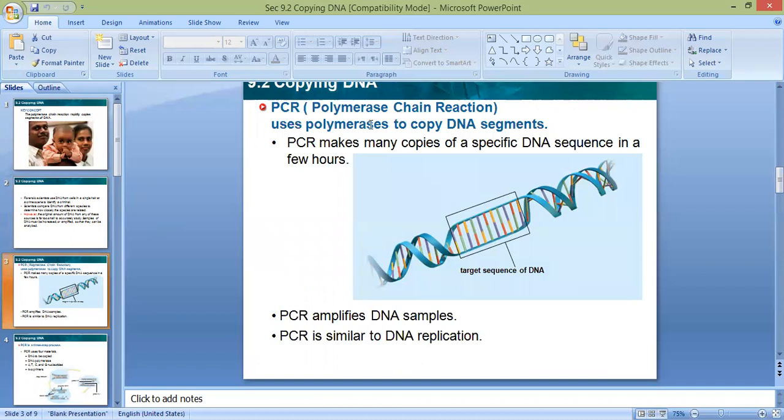PCR, polymerase chain reaction, uses polymerases to copy DNA segments. PCR makes many copies of a specific DNA sequence. It makes copies of a certain gene. If you need a certain gene, it can copy this gene for you. It amplifies DNA samples. PCR is similar to DNA replication. As in COVID-19, they can detect the gene of this virus by copying this sequence of DNA using PCR. They amplify the sample to make sure of the amount of the virus inside and whether it's inside your body or not.